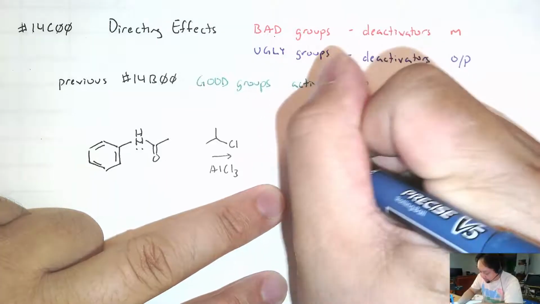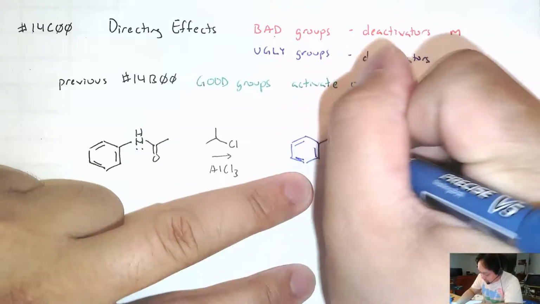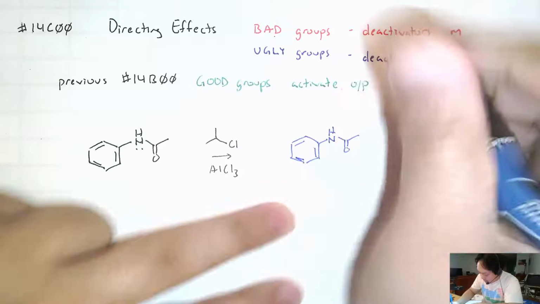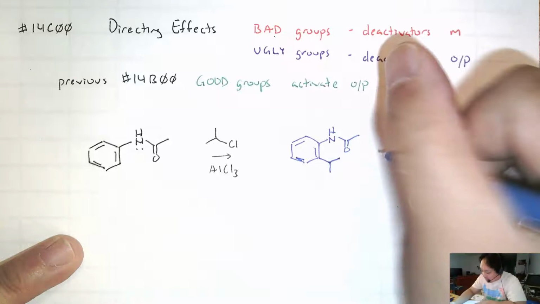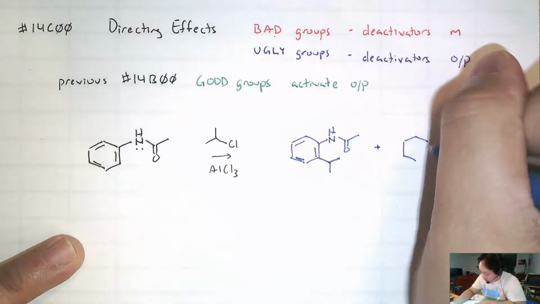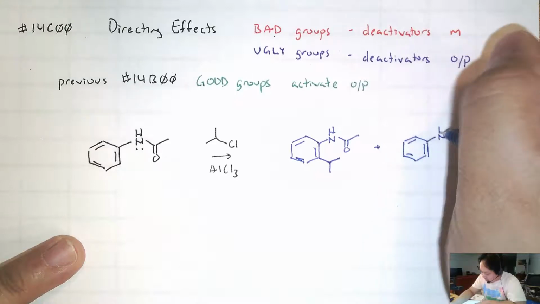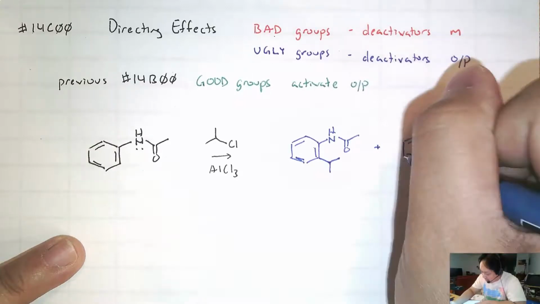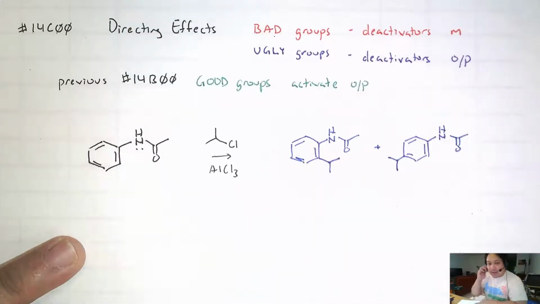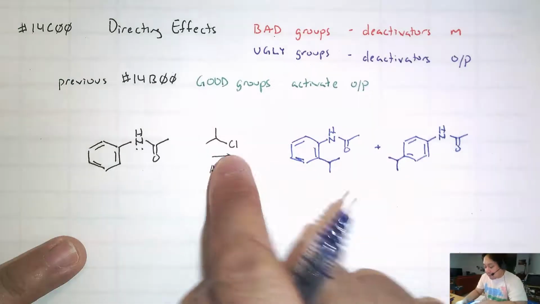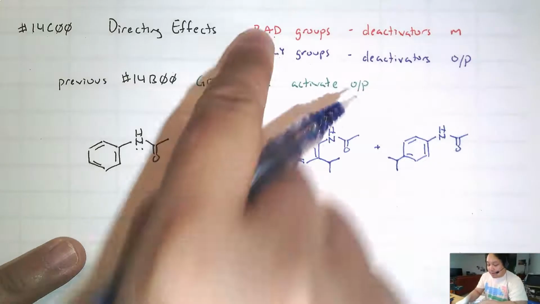Separate molecules, though. The ortho position is right here. And then plus the para position, where would that be? Para position would be right there. We did a Friedel-Crafts alkylation, but again, the location of that group is going to be dictated by this group here, whether it's a good group, bad, or ugly.